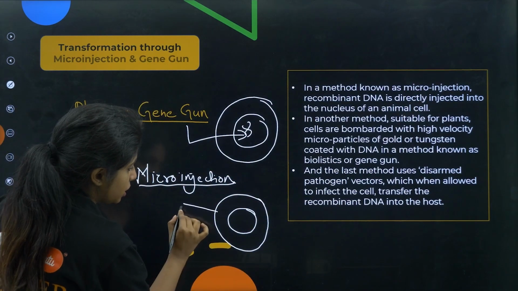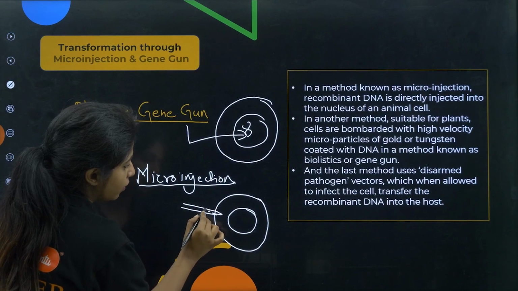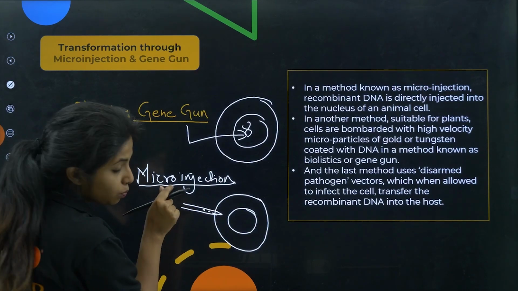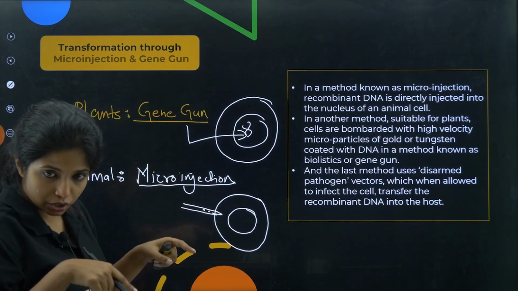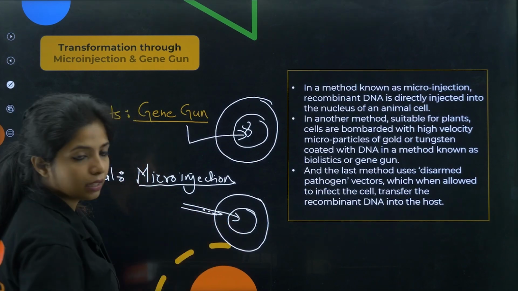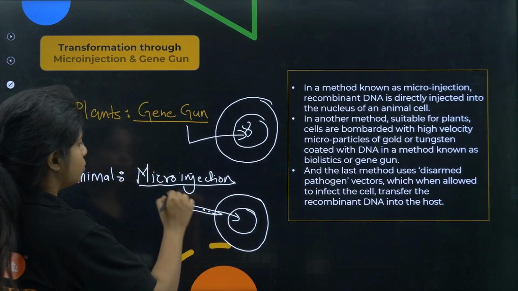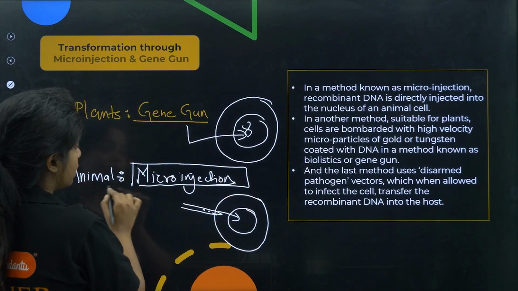You have a small pipette, and this pipette will be having your recombinant DNA. This pipette under invigilance is put inside this particular nucleus. This is known as microinjection. This is done in the case of animals.